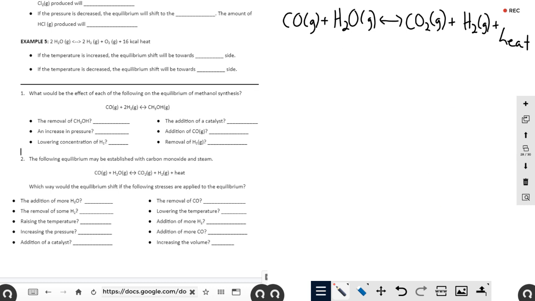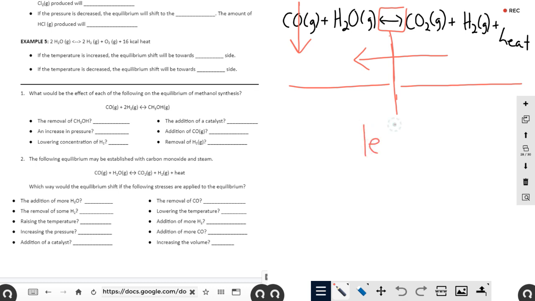All right, the removal of CO. So remove CO. Sometimes it might help to think about this. See, here is where my arrow is. So this is one side of the equation, right? This is the other side. So when I decrease this, I need to make more of it. So I need to make the reaction shift toward that side, okay? So that will go to the left or toward the reactant side, all right?